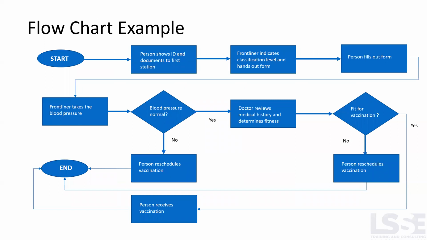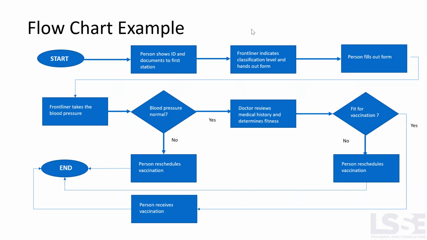And the last example that I will give you for this module is the flowchart example. This is a level 3 process map. It's more detailed because there is that decision box. I think this one is an example on vaccination. So there's a start. The person shows ID and documents to the first station. Then the frontliner will indicate the classification level and give you a form, and then you will fill out the form with your information.